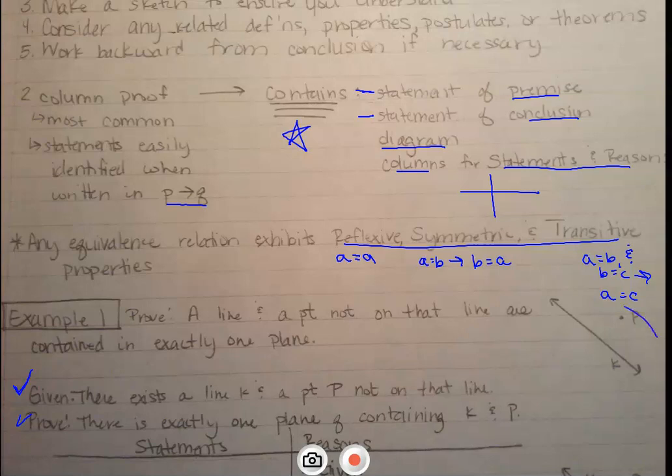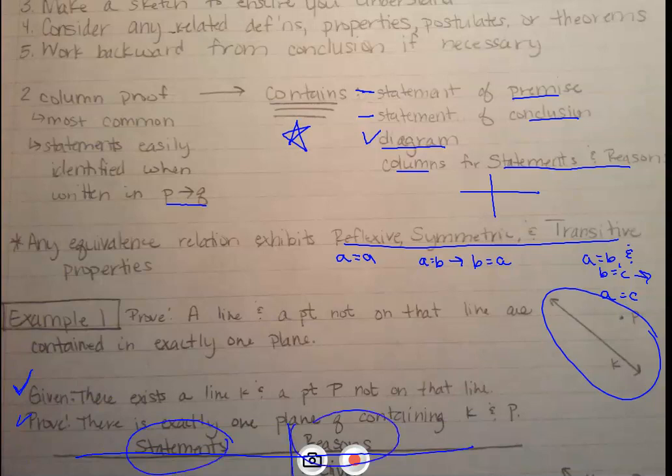My diagram is over here. And then I set up my columns for my proof. So here's my 2-column proof. There's the statements, and here's the reasons. So those are the 4 parts of a 2-column proof. All right, so let me clear all that out, and we'll actually do the proof then.